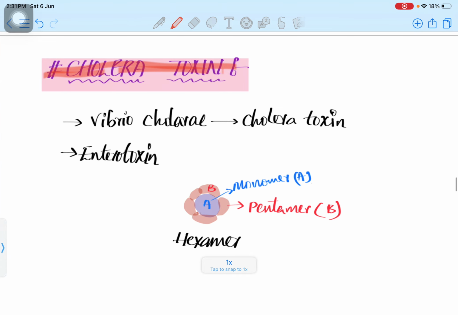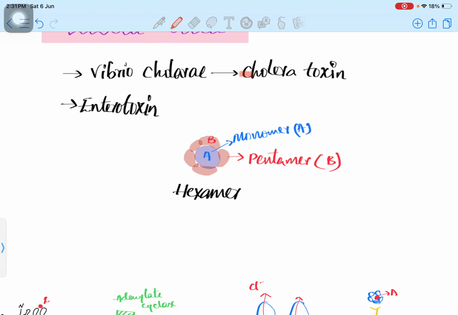We will cover the cholera toxin. This also comes under GPCR signaling. What really happens is that the diarrhea condition is formed by the cholera toxin. This toxin comes from Vibrio cholerae. It is nothing but an enterotoxin. What is an enterotoxin? Anything which causes any effect in the intestine is called an enterotoxin. The enterotoxin is made up of two subunits.